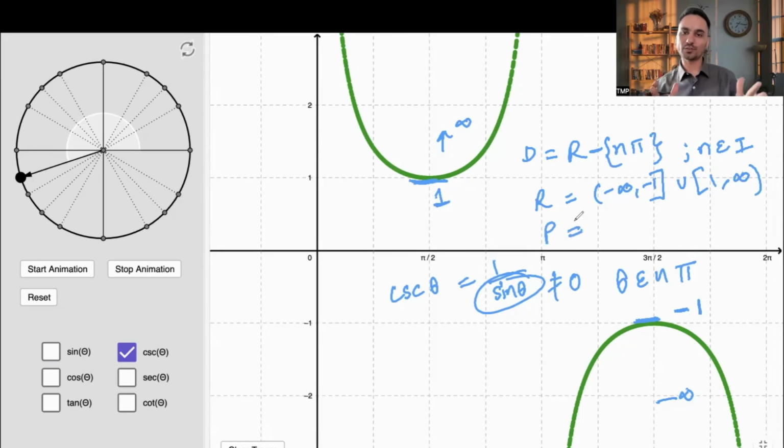How about the period of this function? We see that there is one upward parabola from 0 to pi, and then there is a downward parabola from pi to 2 pi, and this process will continue after 2 pi as well. So the range of all values of cosec are shown in an interval of 2 pi. So therefore, we'll call that the period of cosec is 2 pi.